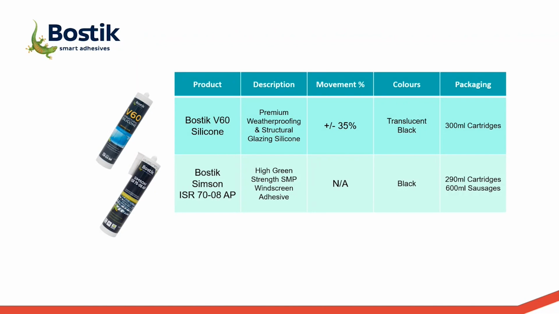And finally, some sealants in our Bostik range. So we've got Bostik V60, which is a silicone, weatherproofing silicone, but also can be used in certain approved structural glazing applications. Bostik 7008, so this is a windscreen SMP adhesive, very high green strength. So green strength, it gains its adhesion properties very quickly.